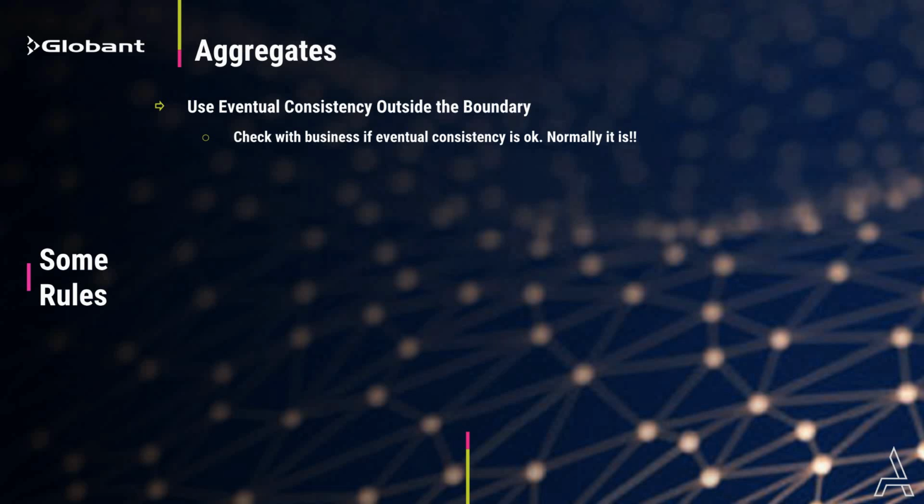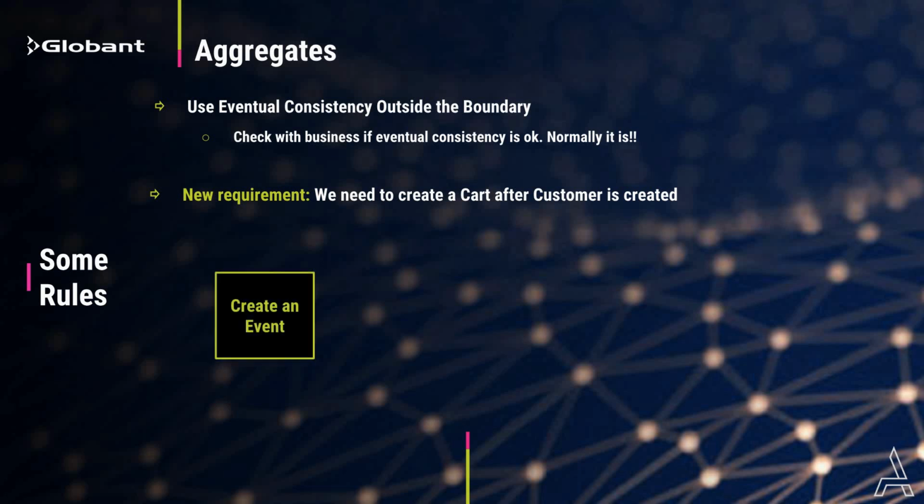Let's check how to make this possible. Let's imagine that we have a new requirement and we need to create a cart after a customer is created. This implies that we need to create two different aggregates in the same transaction. Instead of doing this, we can use eventual consistency to create first the customer and eventually we create a cart. To do this, first we need to create an event, like customer created. Next, we need to publish the event when the customer is created. In this scenario, we want to do it to a topic. After the event is published, we finish with the customer transaction.